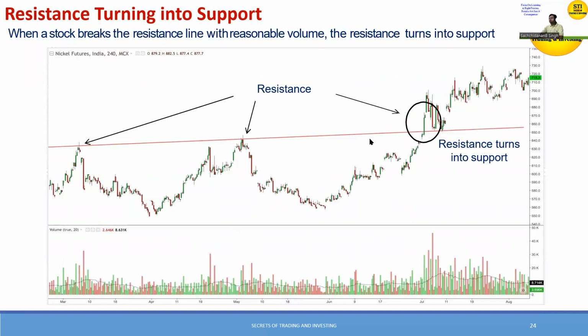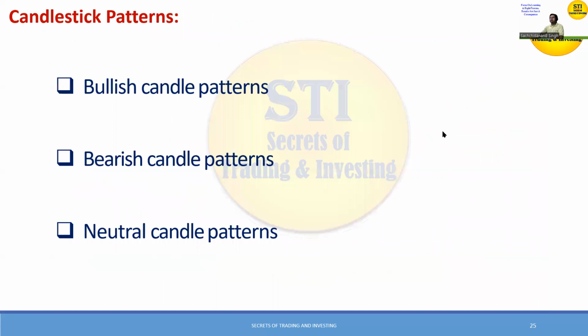Okay, the trend line. And another concept: whenever any resistance line breaks out, after that the same line will work as a support, and vice versa. If there is a support line which breaks down, after that the same line will work as a resistance. So in this example, there is a resistance line, and at this price point a breakout is happening, and later on the same trend line is working as a support. Right.